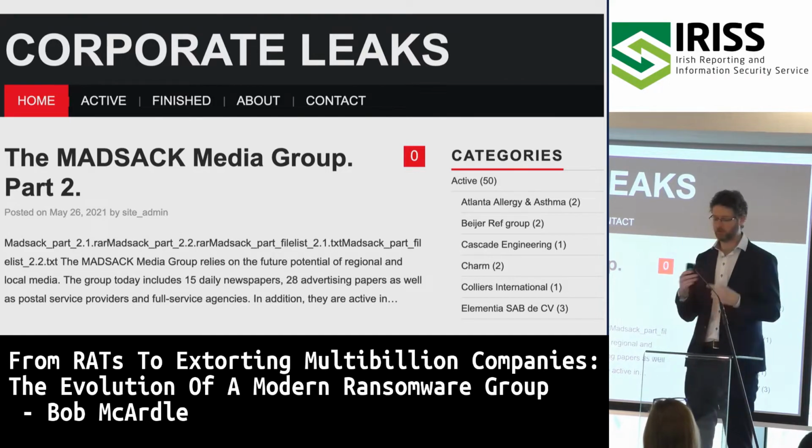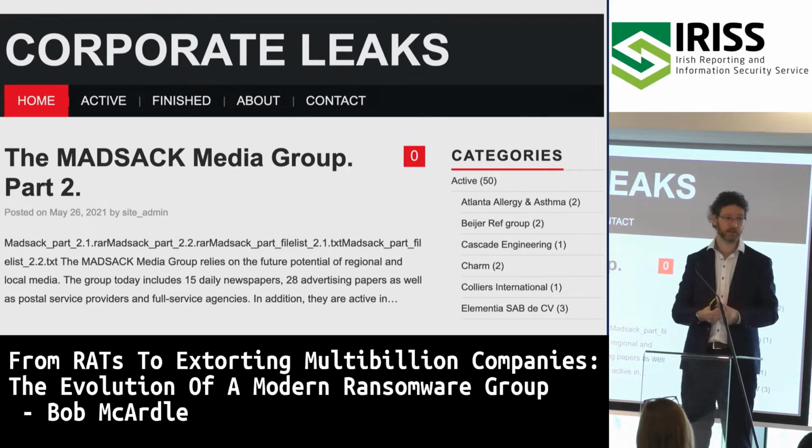A couple of other things to know about this model. One is it's technically not double extortion. Everybody calls it double extortion, but it's actually extortion with a blackmail chaser. But that's hard to explain. Double extortion looks catchier in a headline, so that's what everybody goes with.